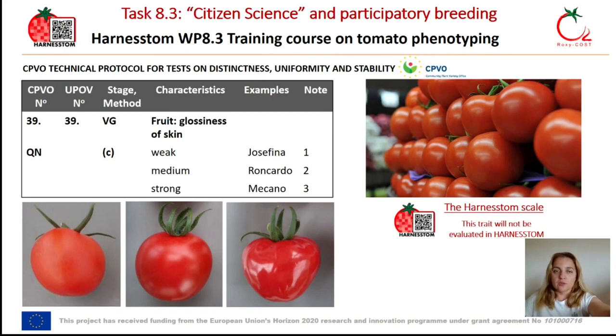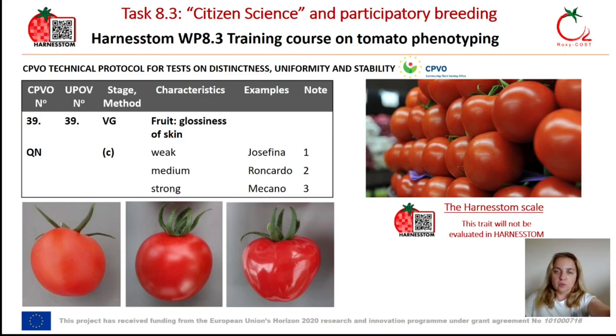It is a quantitative characteristic. The recommended method of observation is visual assessment by a single observation of a group of plants that has to be done on fully ripened fruits. Here, the trait has only three expressions: weak, medium, and strong. Practically, observations are made on harvested mature fruits from second or third truss from at least 20 plants.